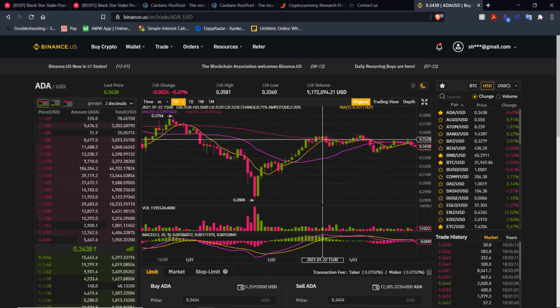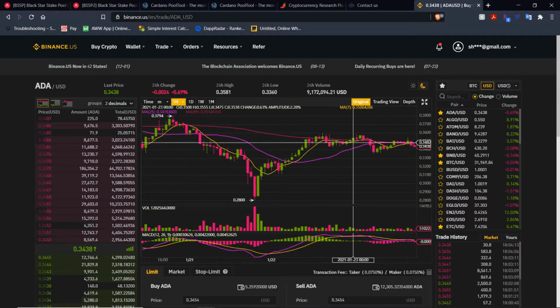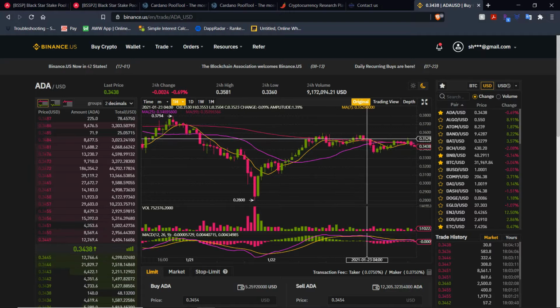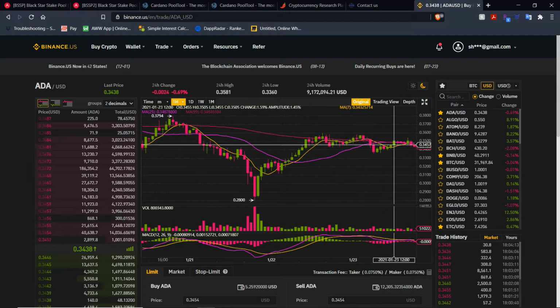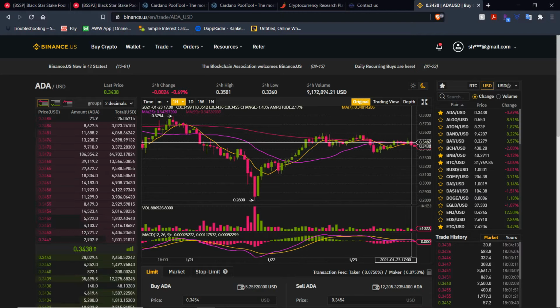All right, in this case, ADA is trying to attempt to go back up. Right, the bulls are trying to buy, but the bears are keeping it underneath. But over here, it looks like it may break out.